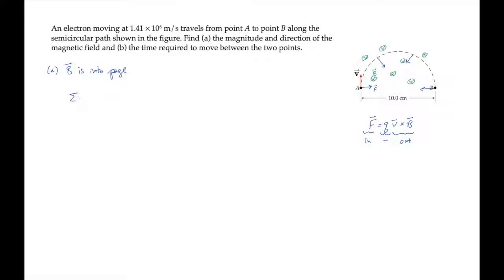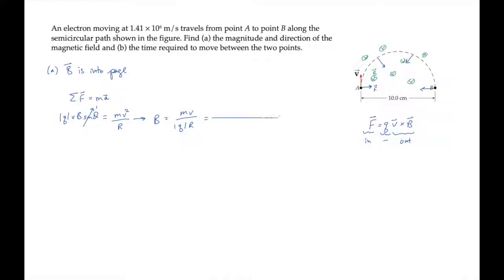Newton's second law tells us the net force acting on the electron is its mass times its acceleration. If we look at forces in the inward direction, we have the magnitude of the magnetic force, where theta is the angle between velocity and magnetic field vectors. That's 90 degrees, so sine of theta equals 1. And that equals mass times acceleration. The acceleration is the centripetal acceleration, v squared over r. So we can solve for B, the magnitude of the magnetic field.